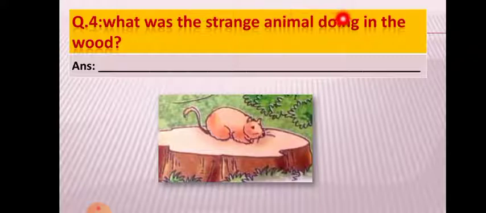What was the strange animal doing in the wood? As I told you when I explained this chapter, the animal is scratching insects and gobbling them up. Gobbling means eating quickly, and scratching means rubbing, that is, to mark the surface of something with a sharp or pointed object. As you can see, with the help of its nails, the animal is rubbing the wood and finding the insects.